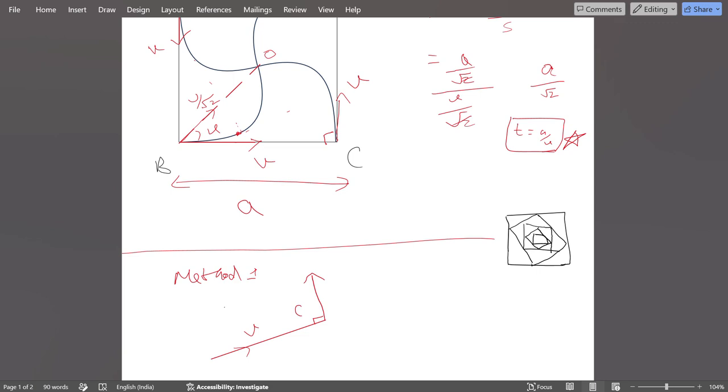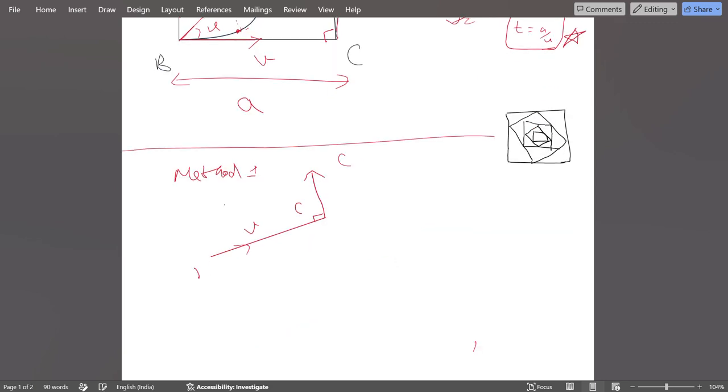The velocity of B is along C and it is perpendicular to C. The velocity of C is perpendicular to B. So here, omega is the relative velocity of B. We are calculating omega, the rotating speed. Omega is also known as the rotating speed. Relative velocity of B upon this.